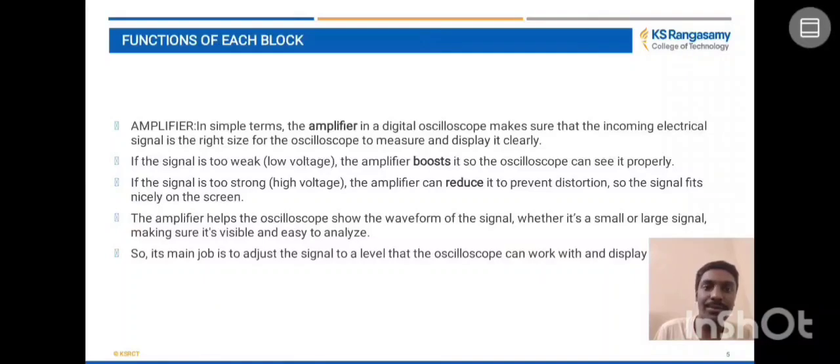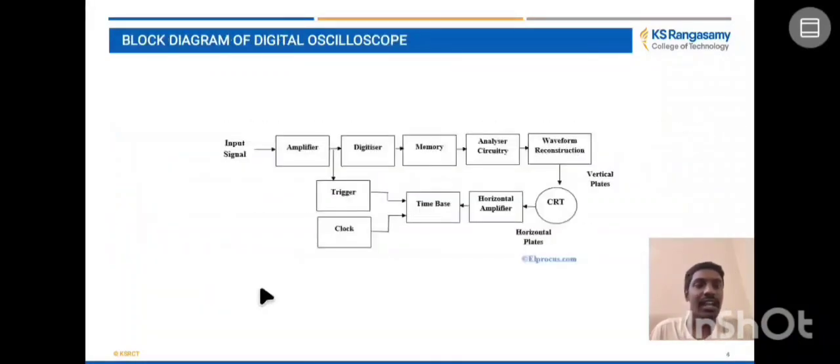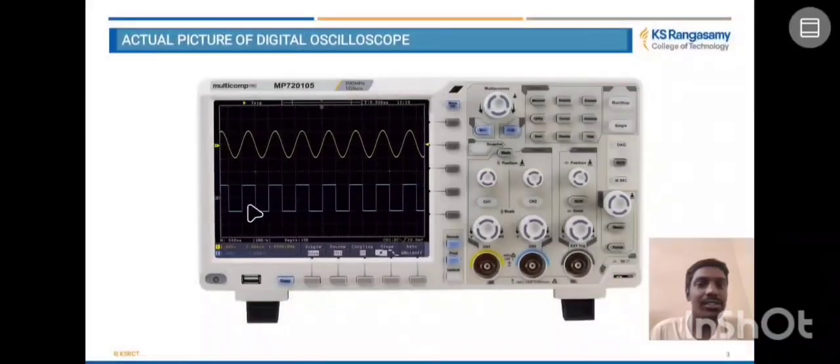This amplifier helps the oscilloscope show the waveform of the signal, whether it is a small signal or a large signal, making sure that it is visible and easy to analyze. Its main job is to adjust the signal to a level that the oscilloscope can work with and display. As we can see here, this is the size of the signals. So the amplifier determines the sizes.